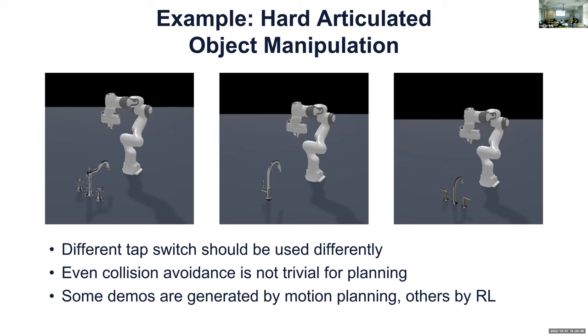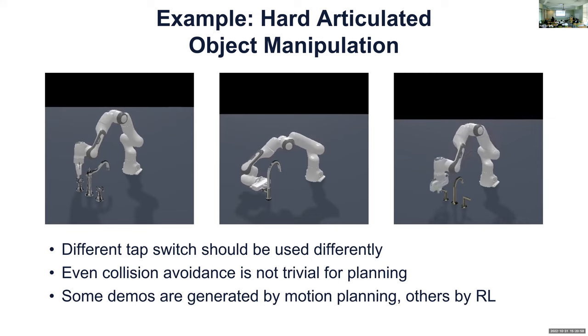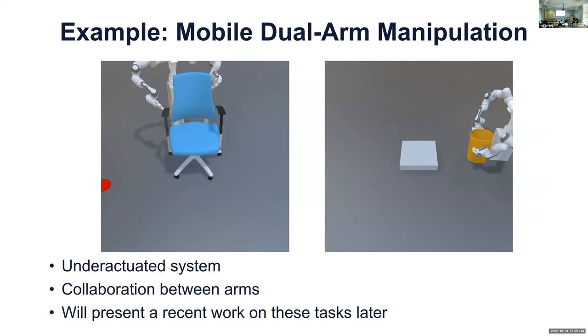The second example is the turn faucet example. As I mentioned, turning a faucet is not as simple as you think. This is the first example, one type of gesture. The second example is a very different kind of strategy to turn on the faucet. And the third is yet another very different strategy to turn the faucet. By our experiments, the existing reinforcement learning algorithms find it pretty hard to really solve the task.